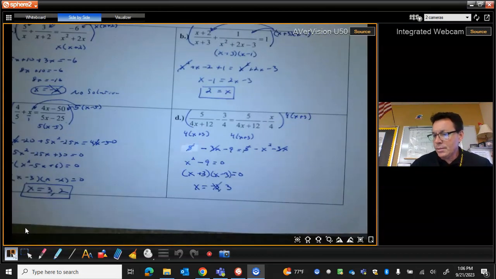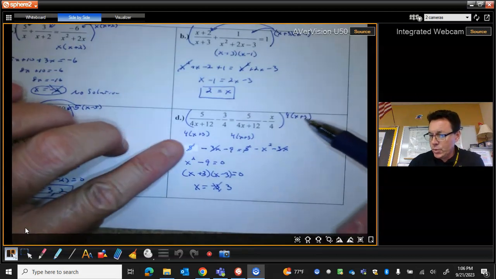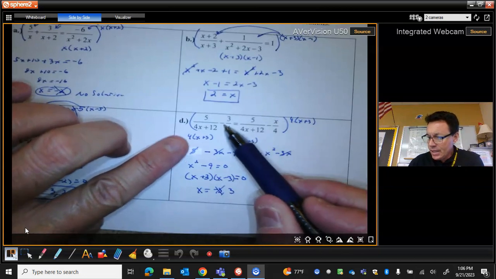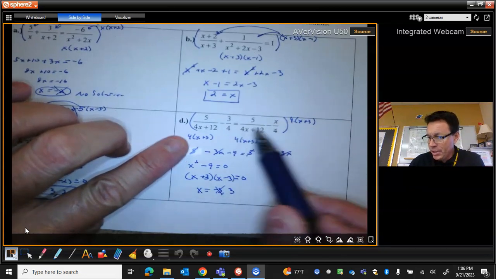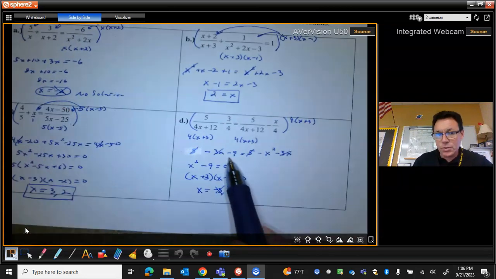All right, so you had to multiply everything by 4 times x plus 3. So the first one, everything canceled and just left you with a 5. The second one, the 4's would cancel, but you still had to multiply the negative 3 times this x plus 3. So check, did you get a minus 9 right there? Did you distribute the negative as well? That's usually the trick on this one, okay?